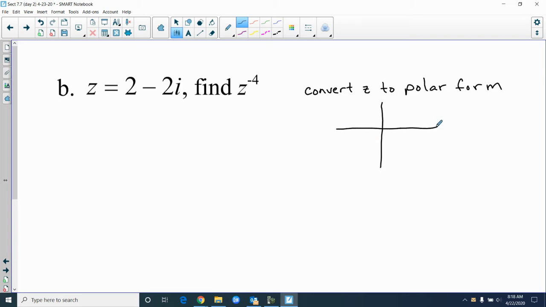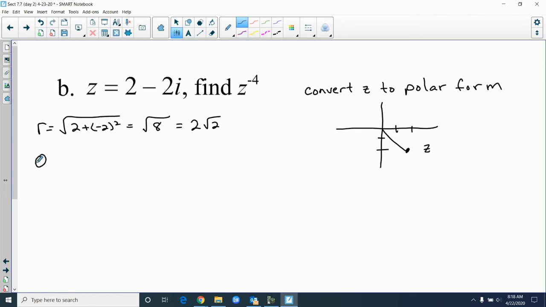Well, where is z at? 2 minus 2i. Right here is z. It is in quadrant 4. I'm just going to connect that for now. Whoops, not too good a drawing there. Well, what is your r value? Our r value is going to be square root of 2 squared plus negative 2 squared, which is the square root of 8. I'm going to go ahead and simplify that. 2 radical 2.